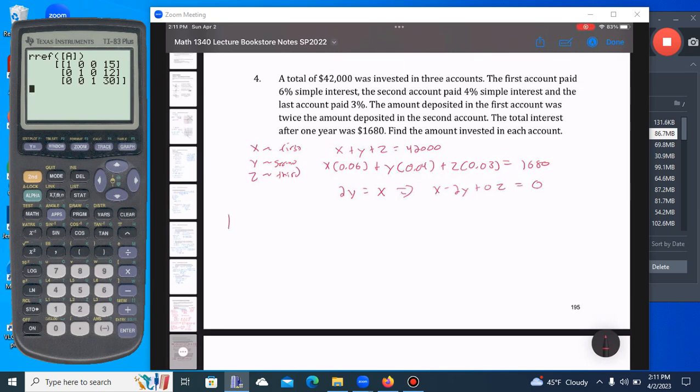And so we can put this into a matrix. We're going to do 1, 1, 1, 42,000. Then 0.06, 0.04, 0.03, 1680. And then 1, negative 2, 0, 0. We'll do that first.